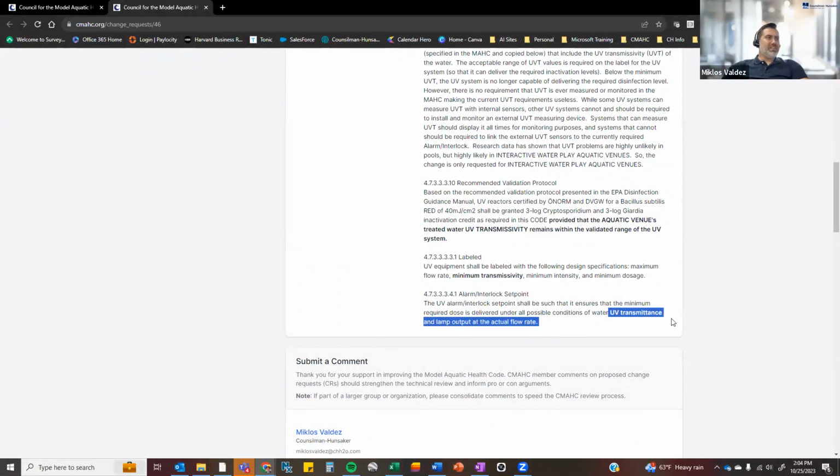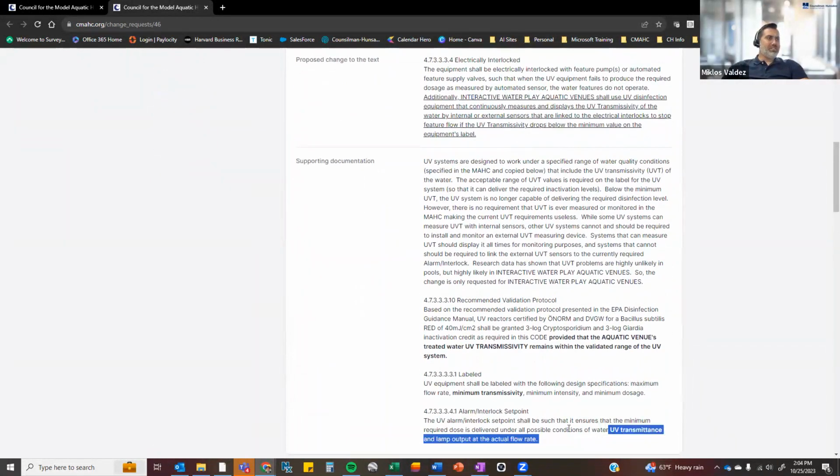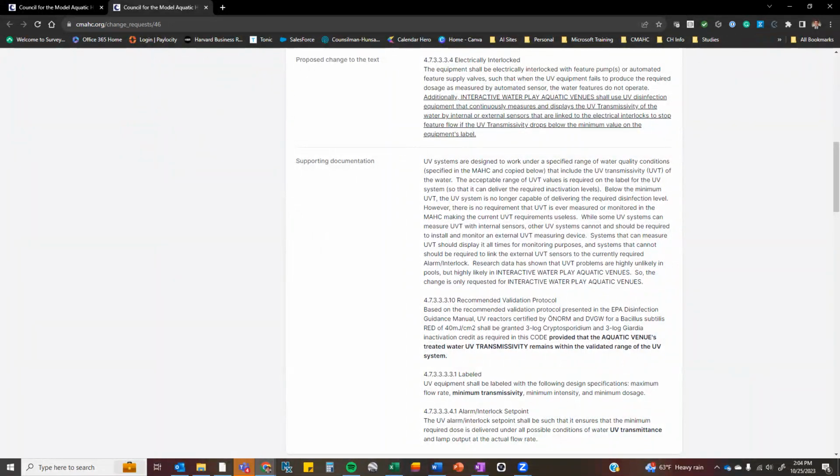Okay, so if it's already in this, then is this moot? Do we need to add this? If it's already stating that it's part of this alarm and interlock set point, do we need to have this? I'm not sure if we need it or not, but there's 2 different types of sensors, and that's really what this is boiling down to. There's a sensor that tells you how much power the lamp is putting out, and there's a sensor that tells you at a distance how much light it's getting through the water, and that's the UV transmittance.